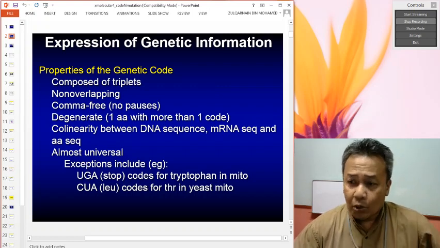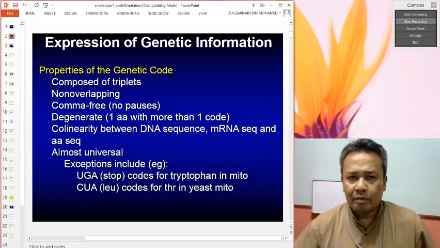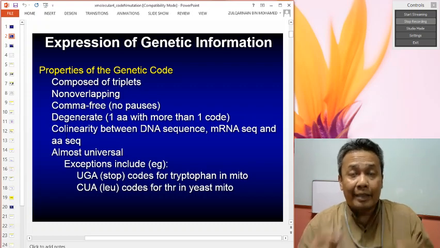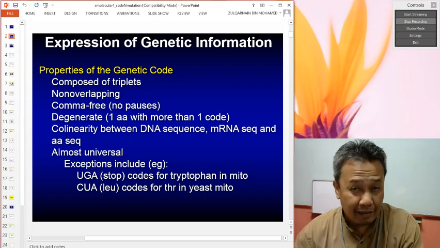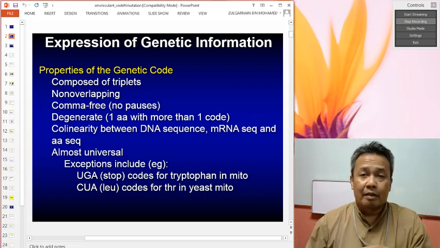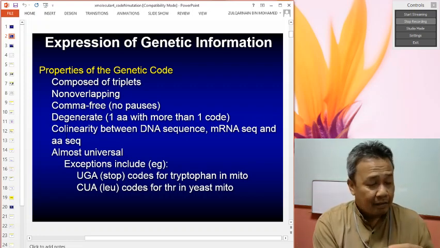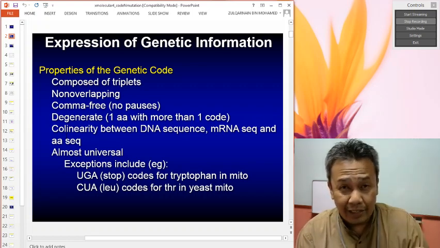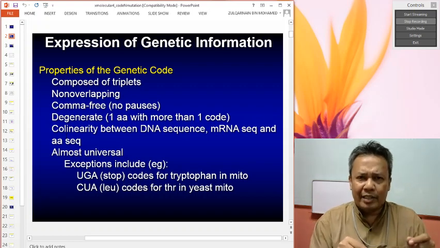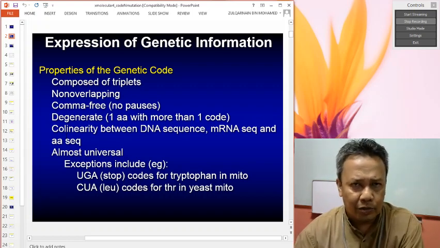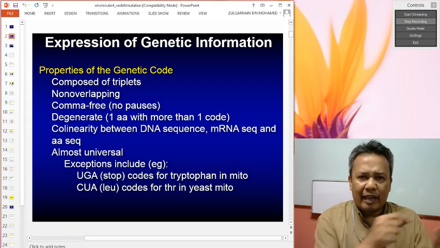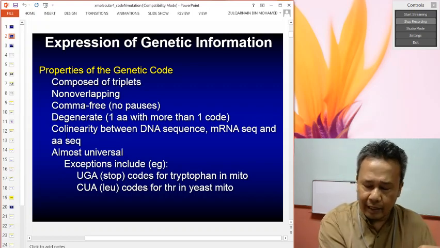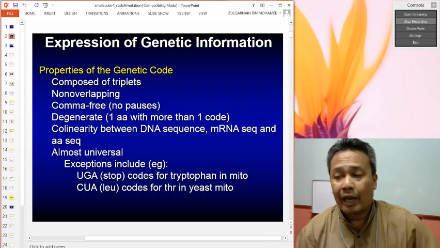Collinearity between the DNA sequence, mRNA, and the amino acid: the sequence of the DNA will be copied. It makes the mRNA, and from the mRNA, it makes the amino acid. There is collinearity, that is, if there is a change in the DNA that is being copied, of course, you'll see the same change in mRNA. And because the mRNA is changed, well, obviously, the amino acid will also change. Well, that depends, right? But there is collinearity. One determines the other. The DNA will determine the mRNA, which will determine the amino acid.